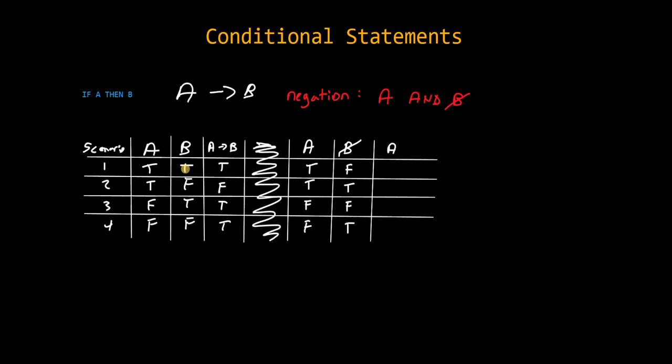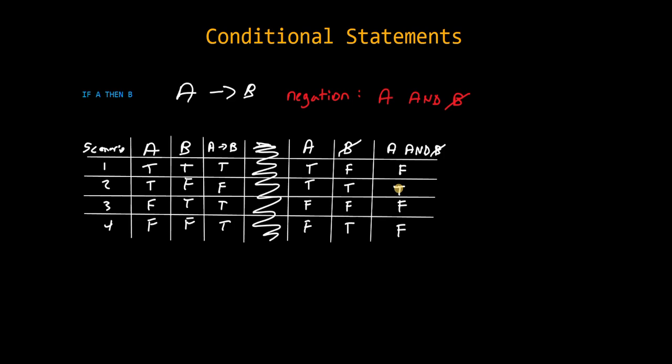And then I'll evaluate A and not B. I have true and false. That's false. I have true and true. That's true. False and false is false. False and true is false.